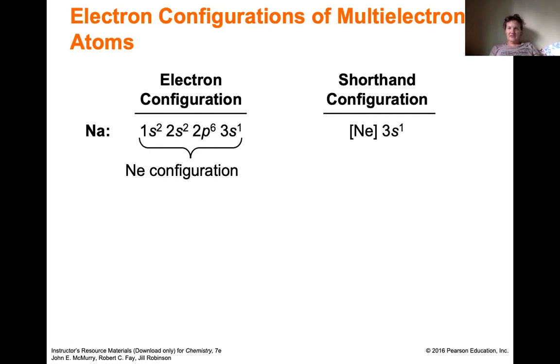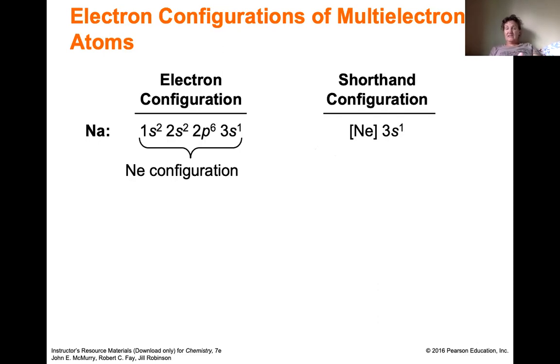So we're going to write that as shorthand. We're going to write it as the last inert gas that was filled. So neon is on the far right-hand side. And so the 1s2, 2s2, 2p6 is the shell for neon. And then outside of that, you have a 3s orbital with 1 electron. We're going to call this the inner shell electrons, and the 3s1, the outer shell, or the valence electron.